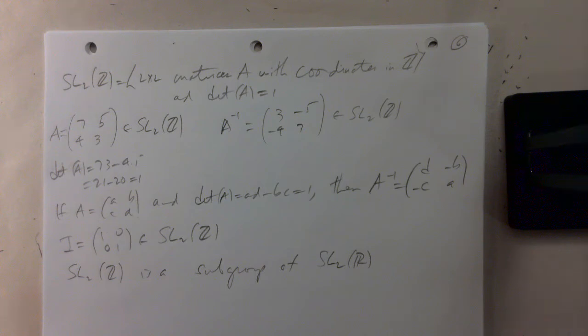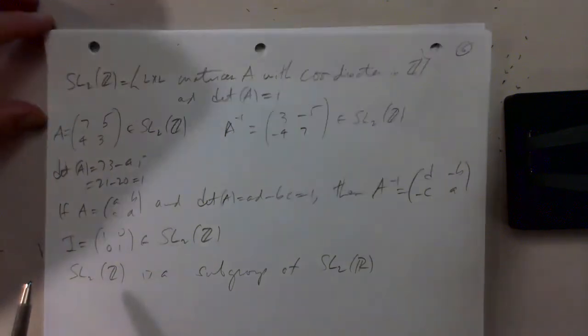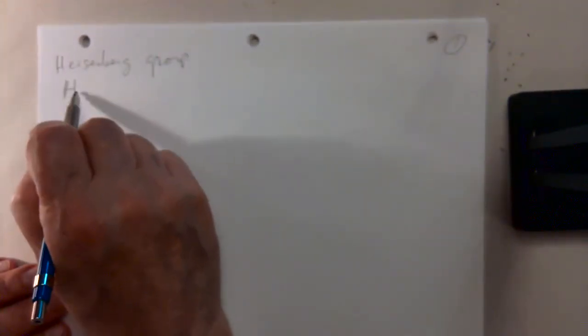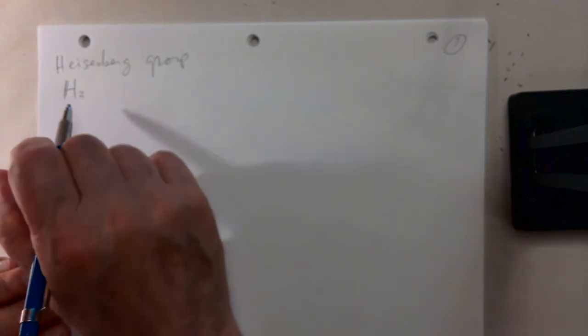Let me give one more example of a matrix group, which is very important, not just in mathematics but also in physics. And this is something called the Heisenberg group. If you studied some physics, you know there's something called the Heisenberg uncertainty principle. And it's the same Heisenberg whose name is on this group. I'll call it H, a group of 3 by 3 matrices.